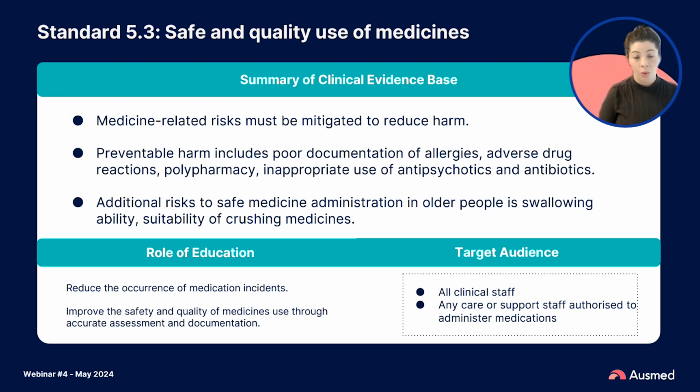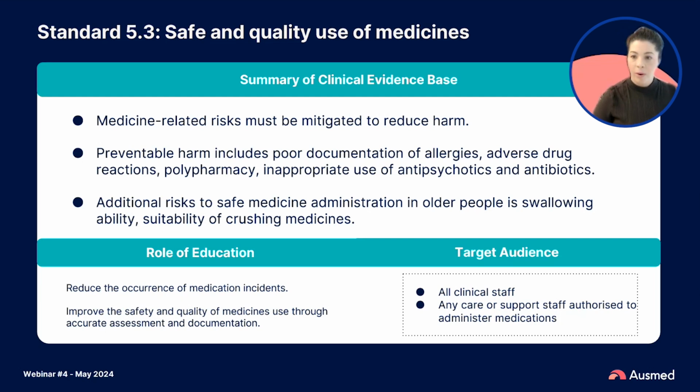5.3 is our safe and quality use of medicines. Now, this is just a snippet, of course, of the clinical evidence base for why we need good education to prevent harm. And that is very simple. Medicines, what are they? When they're in a little tablet form or a liquid that's been compounded and formulated nicely with TGA approval, they are medicines. But let's not forget, before that happens, they're a drug, they're poisons, and they have serious risks associated with them.